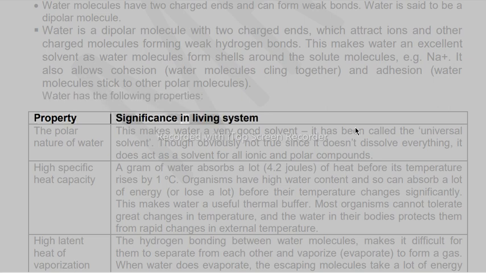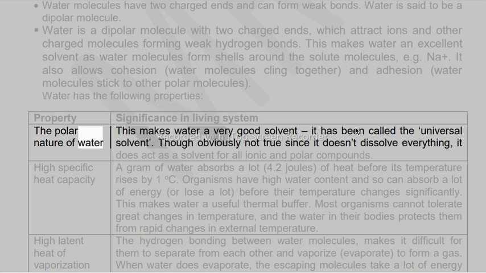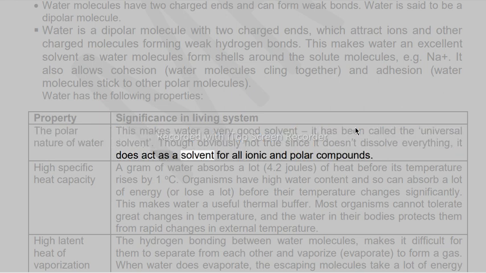Property significance in living system. The polar nature of water. This makes water a very good solvent. It has been called the universal solvent. Though obviously not true, since it doesn't dissolve everything, it does act as a solvent for all ionic and polar compounds. High specific heat capacity.